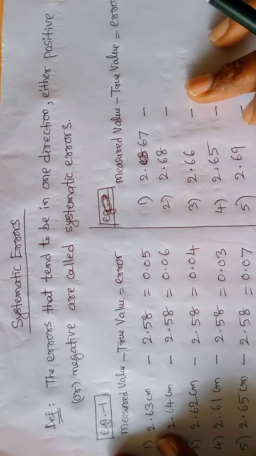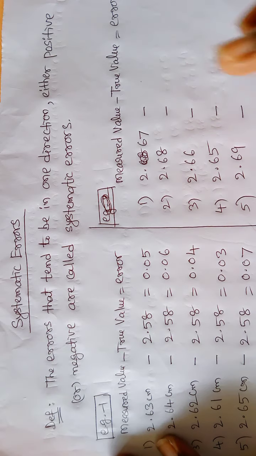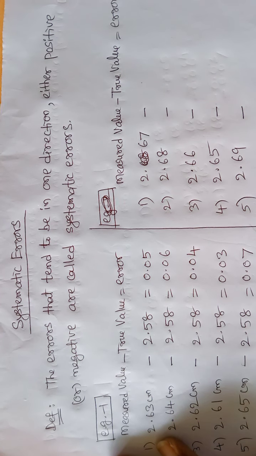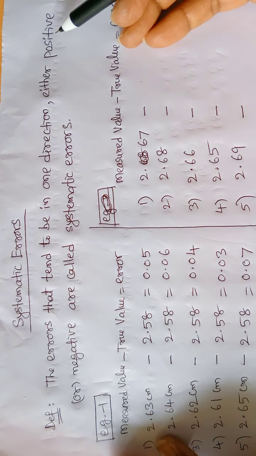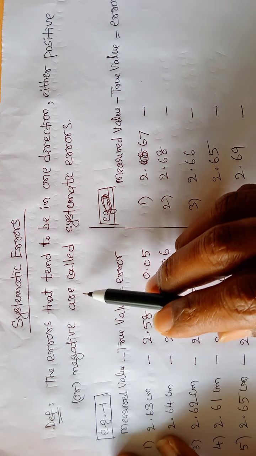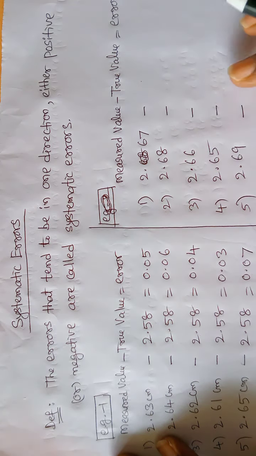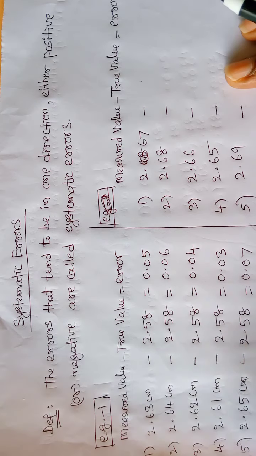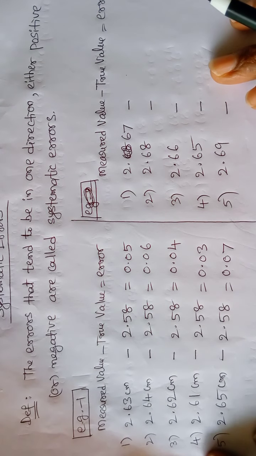What do you mean by systematic errors? The errors that tend to be in one direction, either positive or negative, are called systematic errors. With an example, we can easily understand. Let us consider this first example.